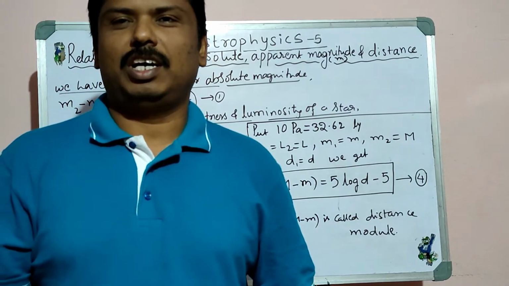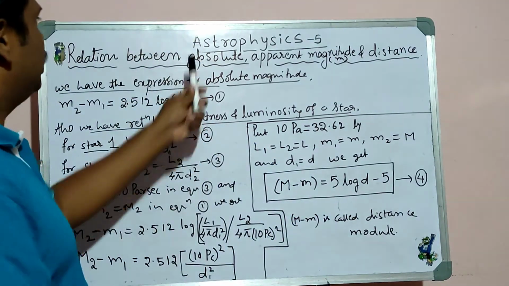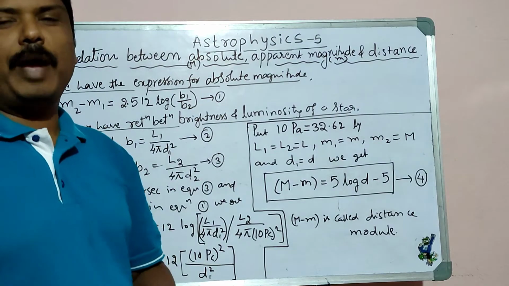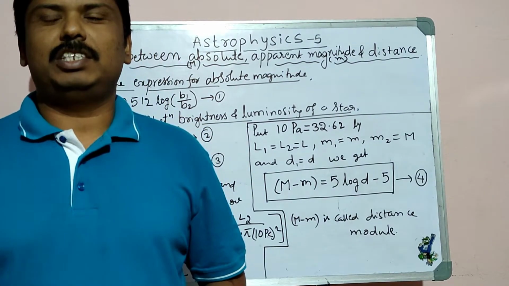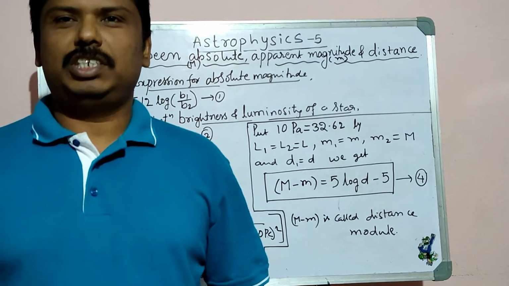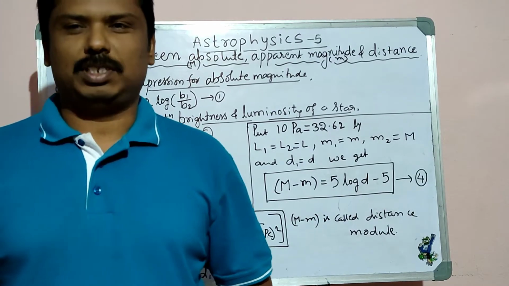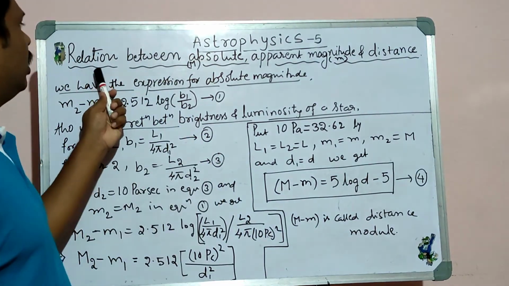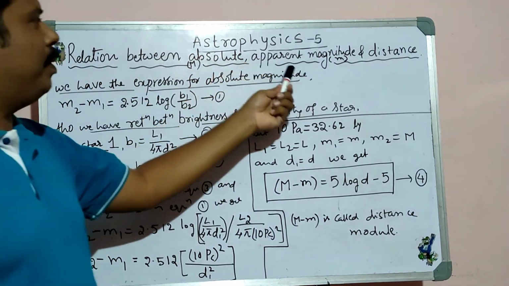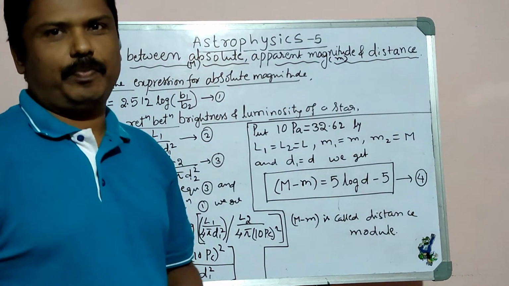Today I am discussing the next session in astrophysics, Astrophysics-5. I am discussing Karnataka University Dharwad BSc second semester as well as the sixth semester also. It is a common syllabus, astrophysics. Now let's come to the relation between absolute magnitude, apparent magnitude and distance.